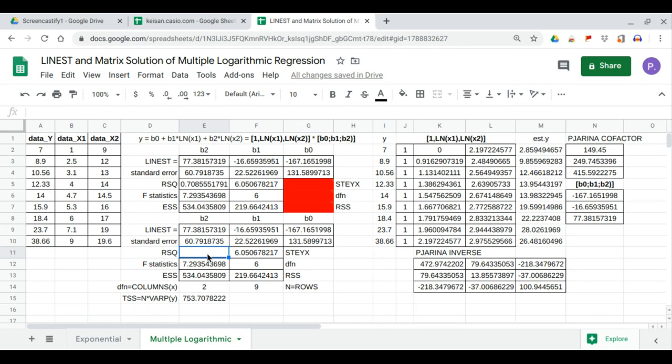Next, we calculate the R squared, which is equal to the regression sum of squares divided by the total sum of squares. That's 0.70855, which matches our LINEST output. This completes the LINEST and matrix solution of multiple logarithmic regression.